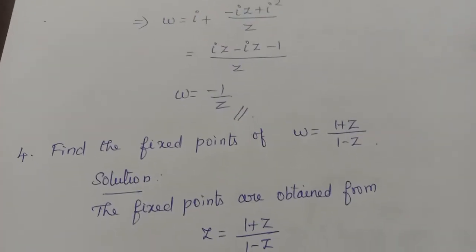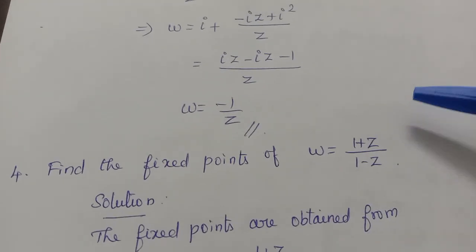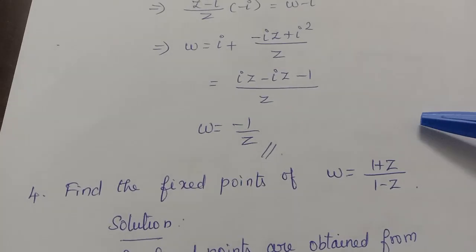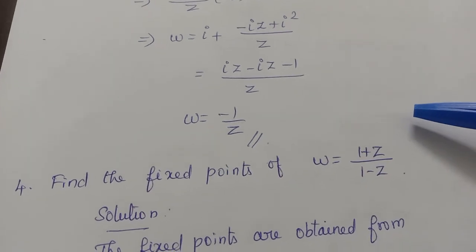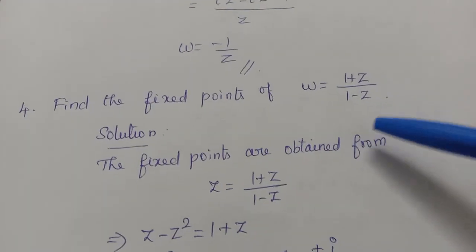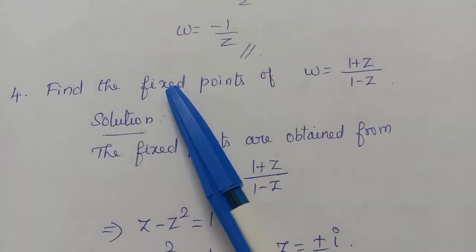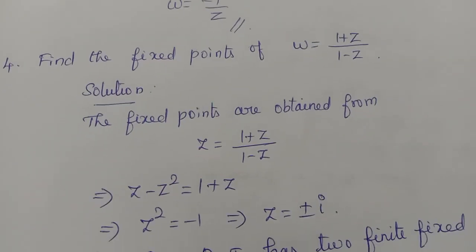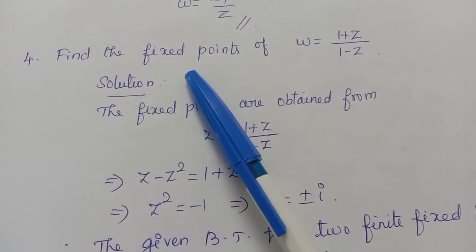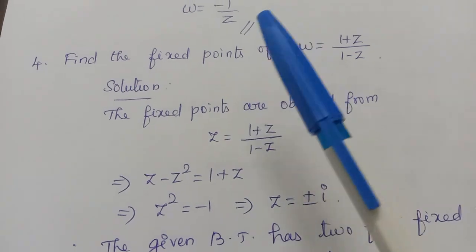Okay, that's all. So these three problems are regarding identifying the bilinear transformation which maps the given 3 points onto the w plane. Then the next set of problems I'm going to discuss with fixed points. That is, we are going to find out the fixed points of a bilinear transformation. What do you mean by fixed point? Fixed point means the points which are mapped to themselves.